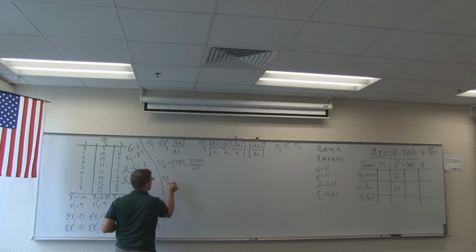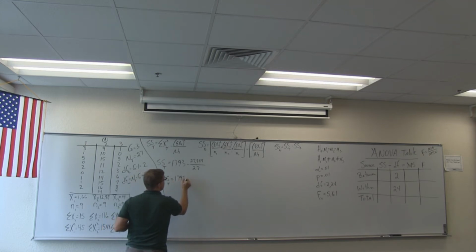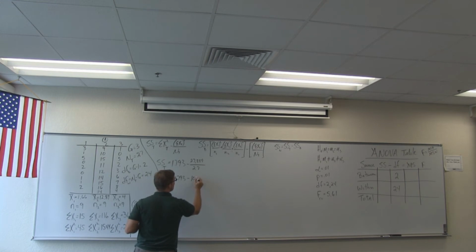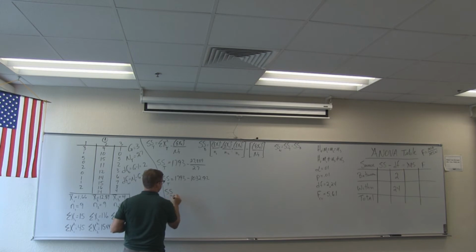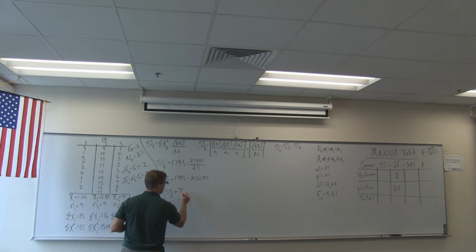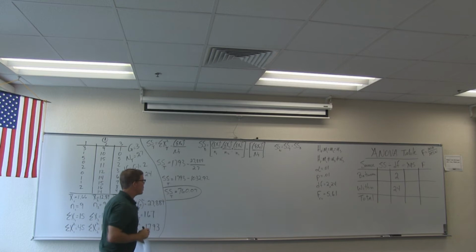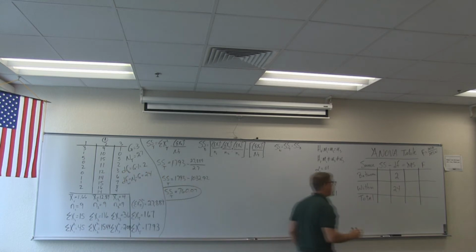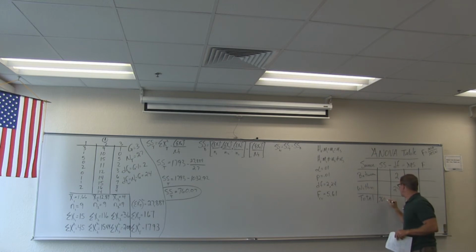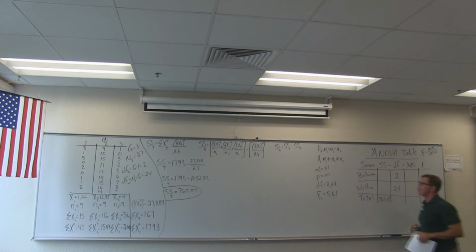Sum of squares total, 1793 minus this quantity right here, which is 1032.92. Our sum of squares total in this case is 760.07. We take this number, we put it where it belongs. SST, 760.07. Great. We're on our way.